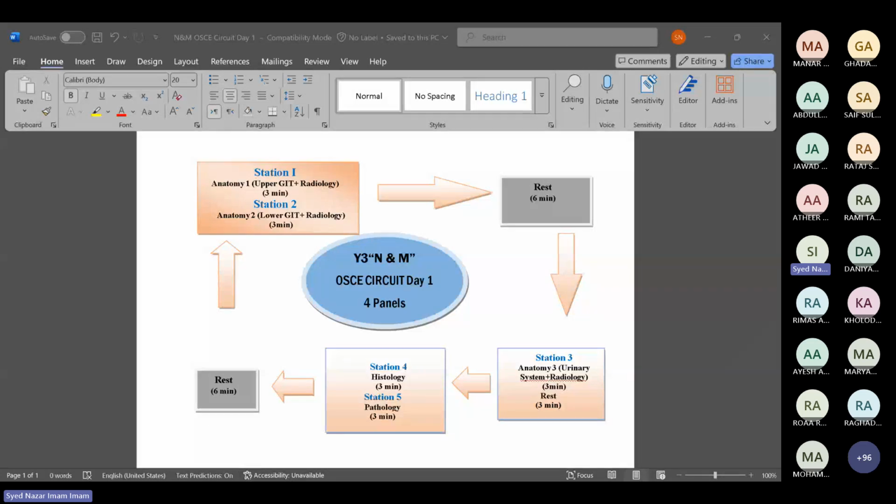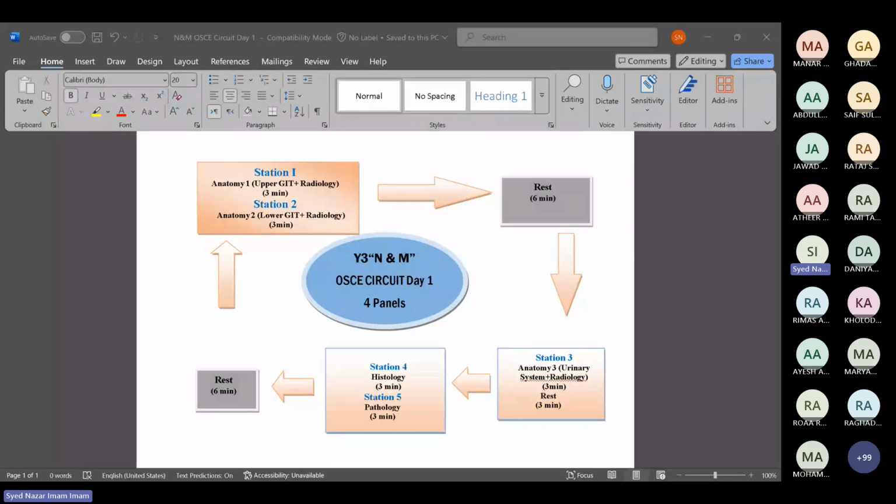Then after that, you will move to another station, that is station 3. Again, this is anatomy: the urinary system and radiology. This urinary system also includes the anatomy of the posterior abdominal wall, the structures in the posterior abdominal wall, as per your skill list and the blueprint. Station 3 of anatomy is going to be only 3 minutes. And then for the next 3 minutes, you are going to stay in the room, and that is going to be the rest again.